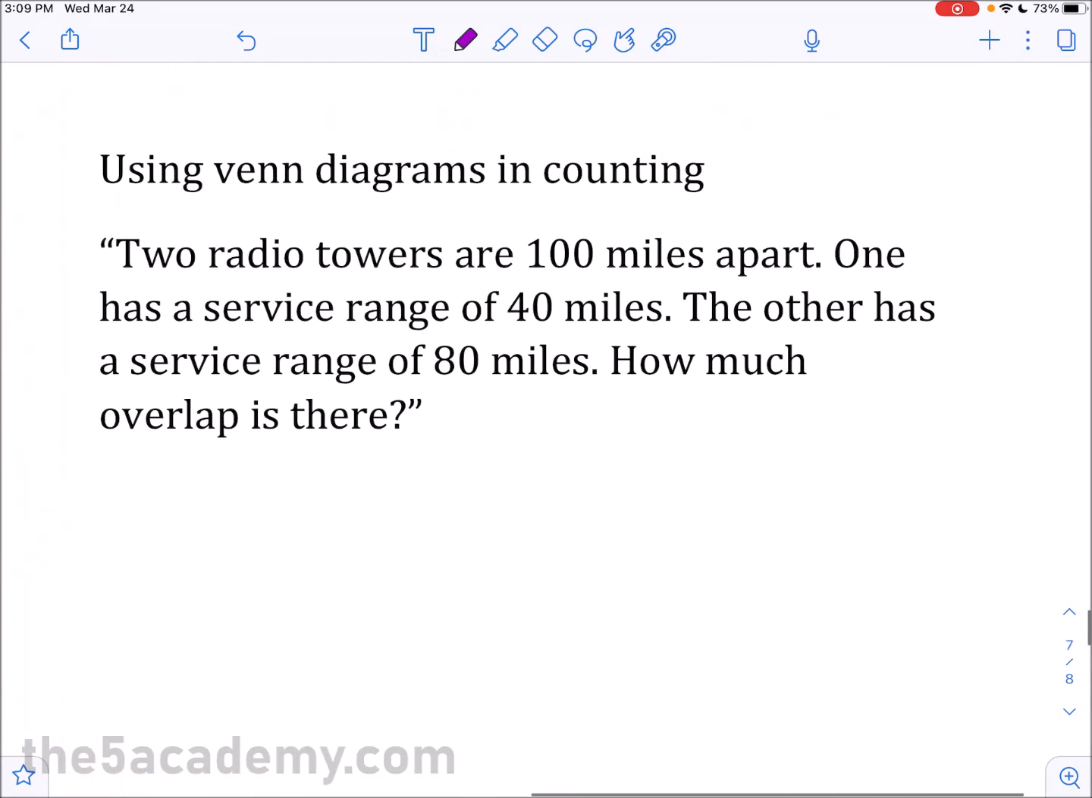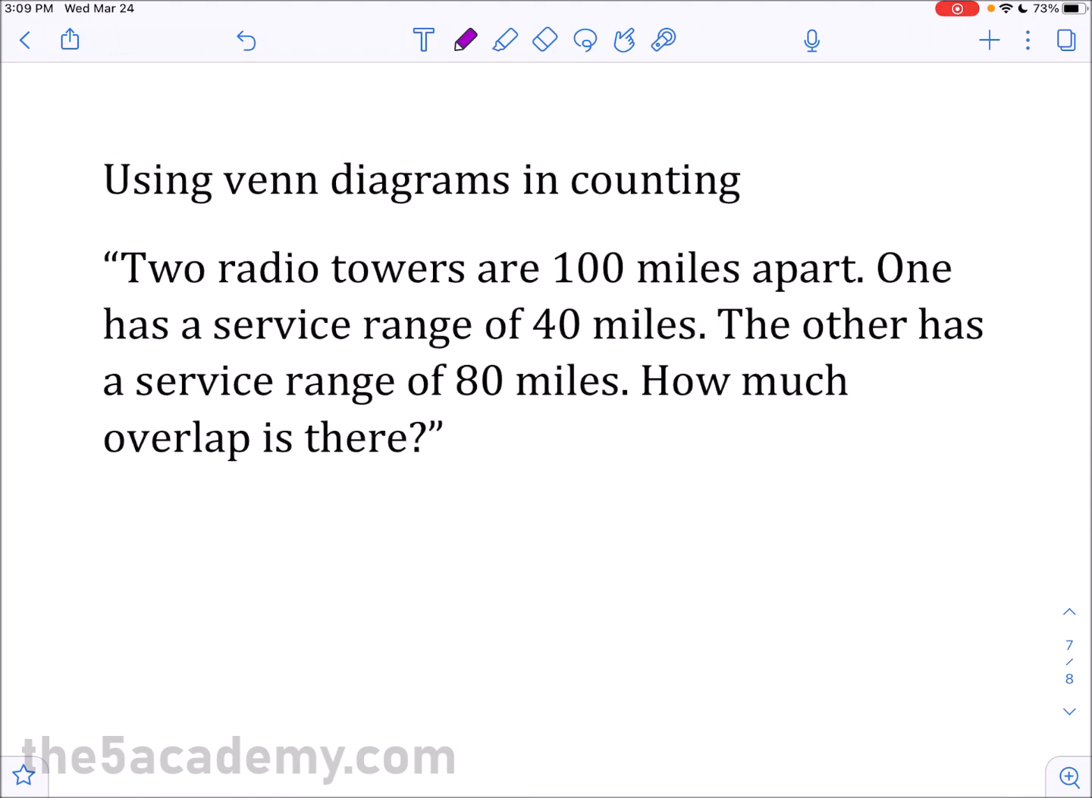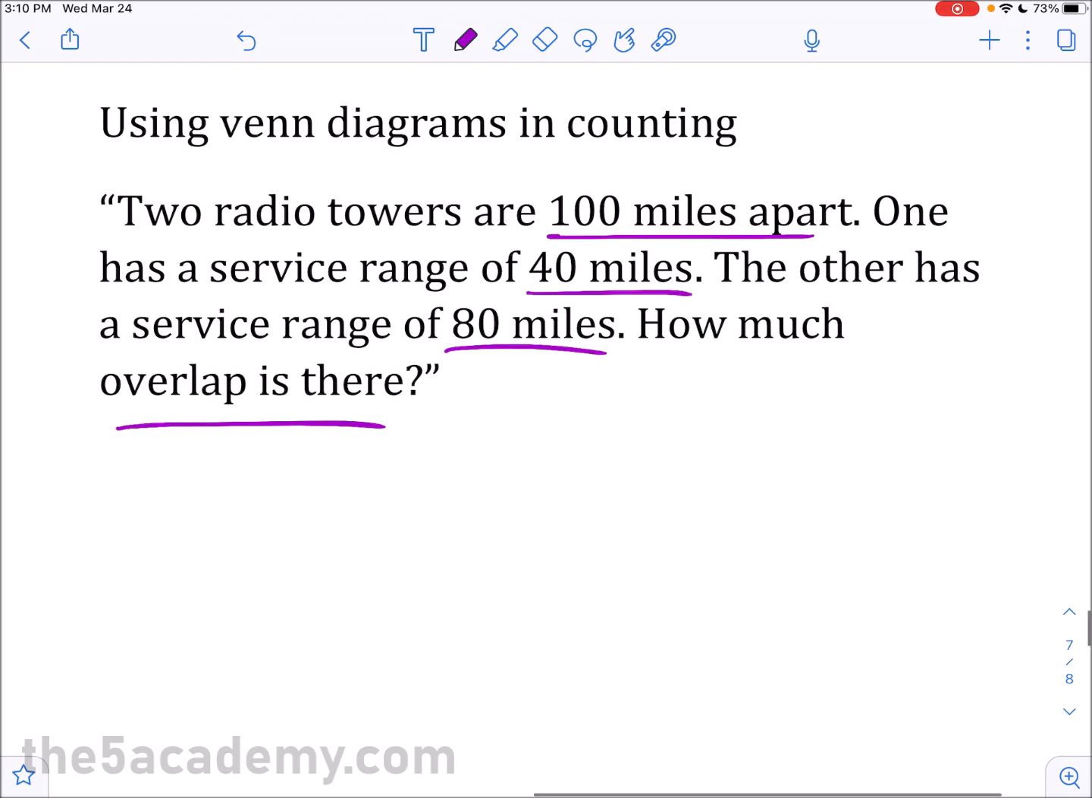Moving on, we also have using Venn diagrams with counting. So this is a classic problem I've seen a number of times. 2 radio towers are 100 miles apart. One has a service range of 40 miles, the other has a service range of 80 miles. So how much overlap is there? The answer is not 40, so don't get confused. But drawing this out will help you.